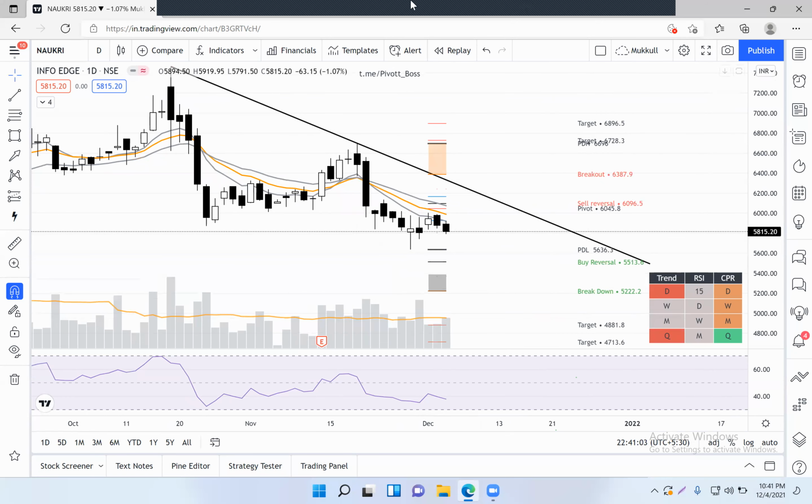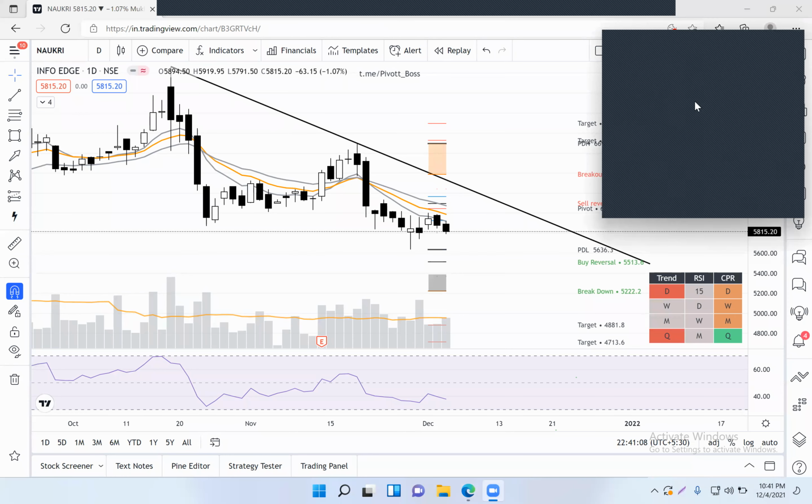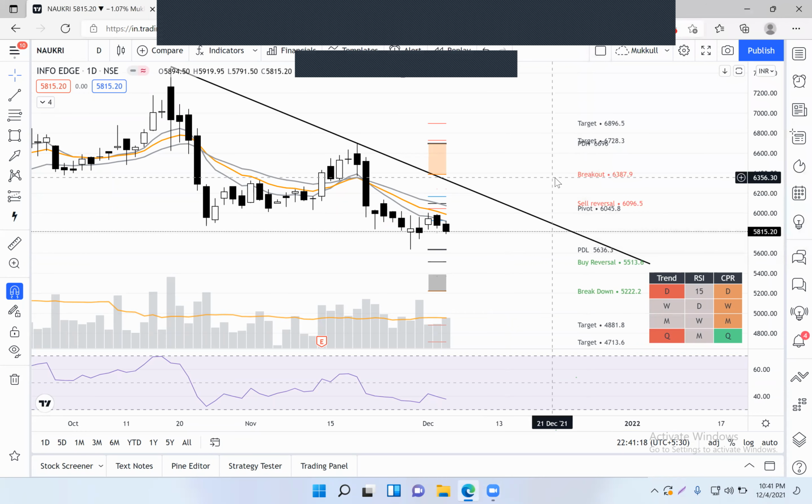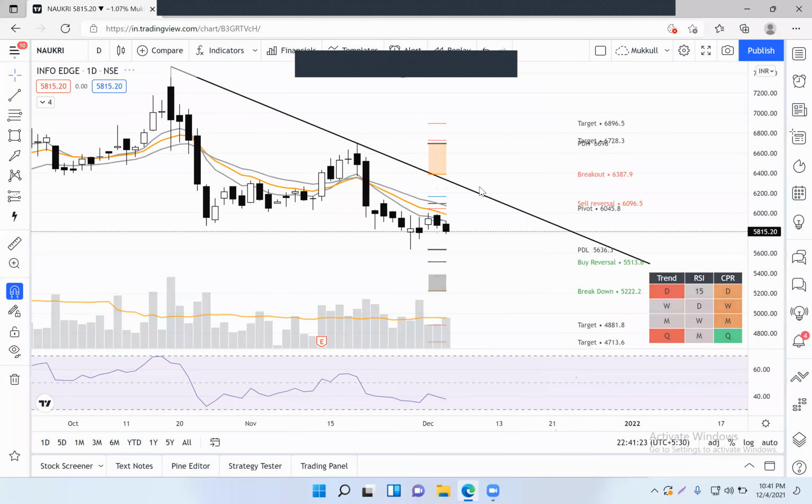I guess all 5 are done, if I'm not wrong. Yes. Kotak done, Dr. Reddy done, Maruti done, Naukri done, HDFC Life done. Okay, I will take ATGL next. Torrent Gas.